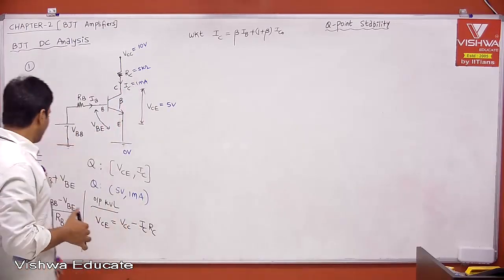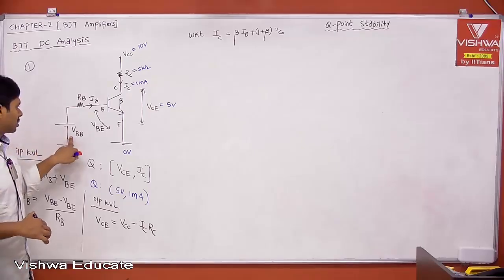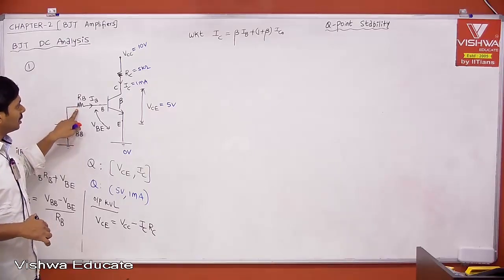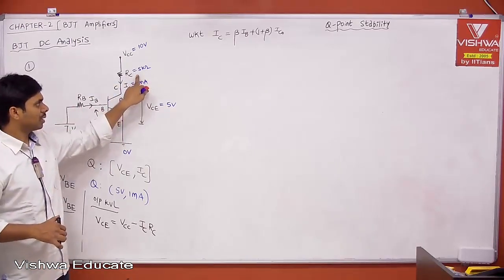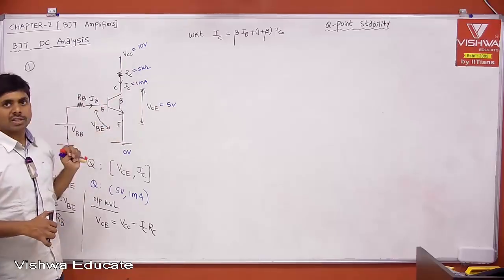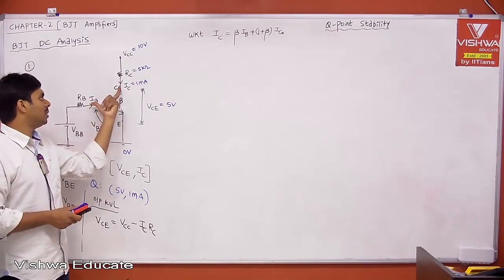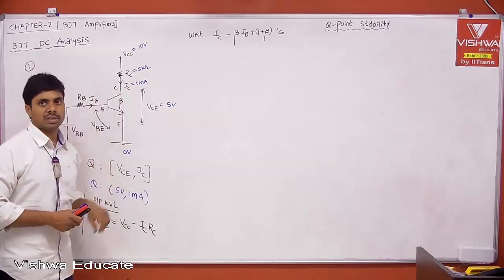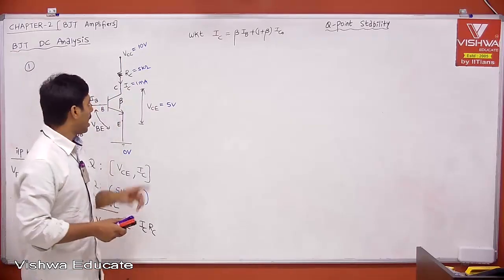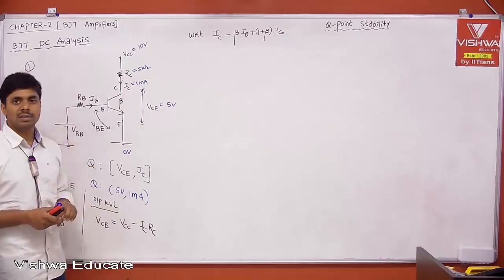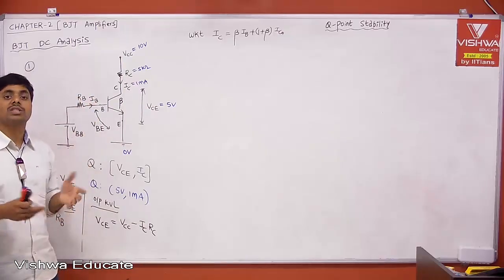Now the question is here: let us say VBB is fixed, RB is fixed, right? Then your RC is fixed, and your power supply is also fixed. Therefore, everything is fixed. But now we need IC to be fixed if IB is fixed. That is what we need, right? And IC to be fixed if beta is fixed. And IC to be fixed if temperature is changing.